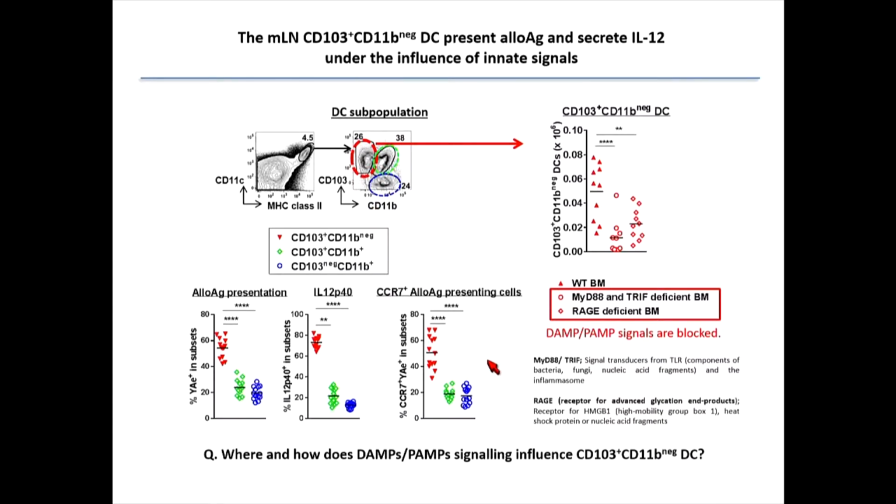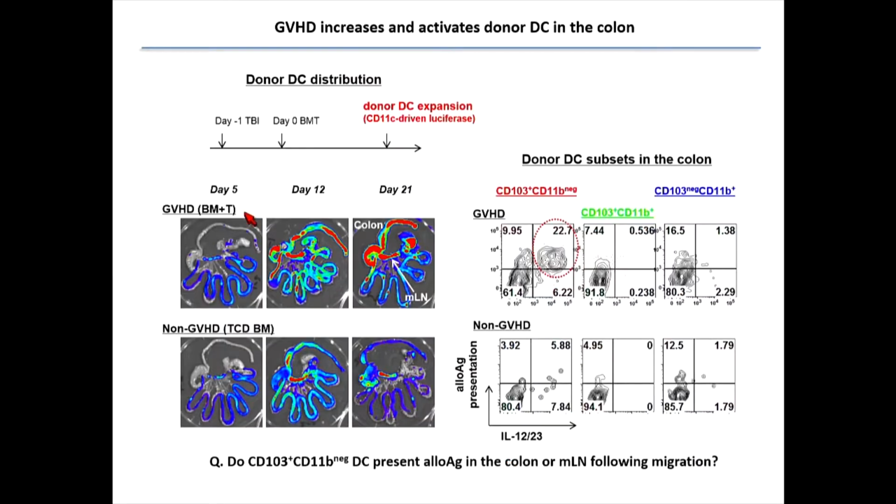So the next question is how does the downstream signaling influence the CD103 positive CD11b negative population? Because the mesenteric lymph node is the draining lymph node of the intestine. And then we look at the donor DC distribution after transplant. This signal comes from CD11c driven donor luciferase. So that's why, unlike the previous slide, this is showing the donor DC expansion.